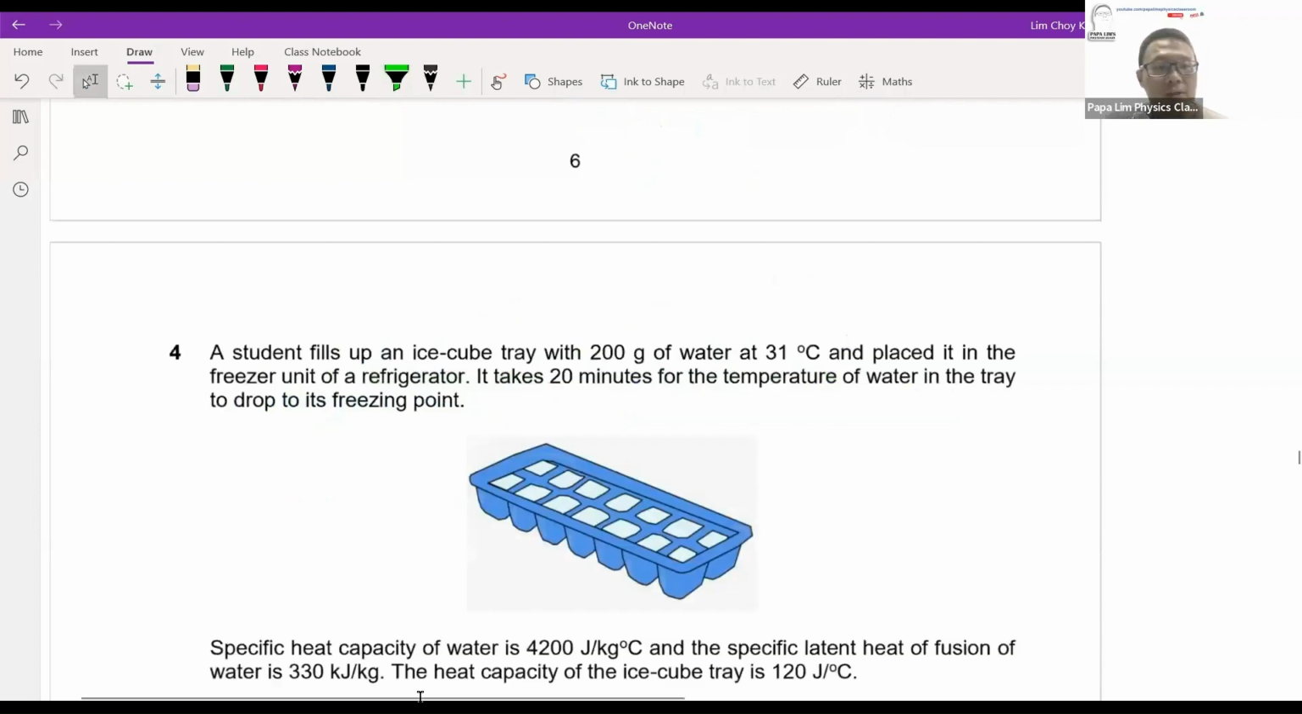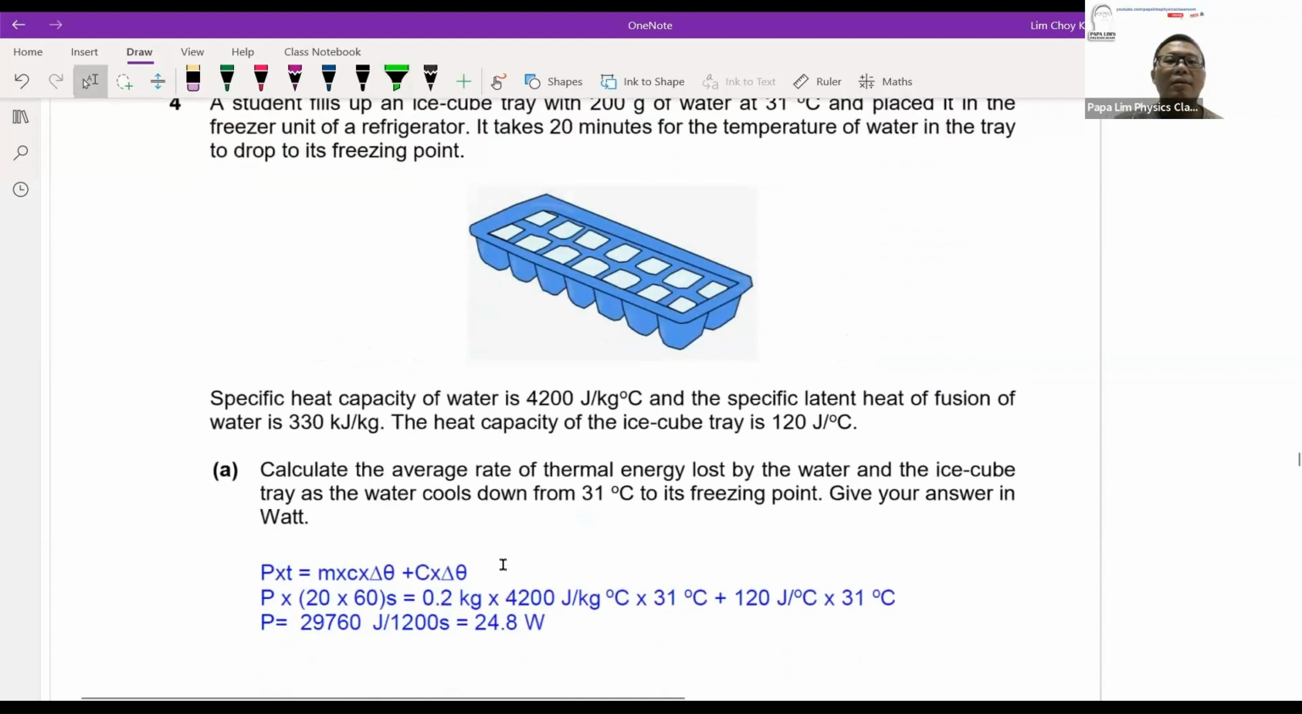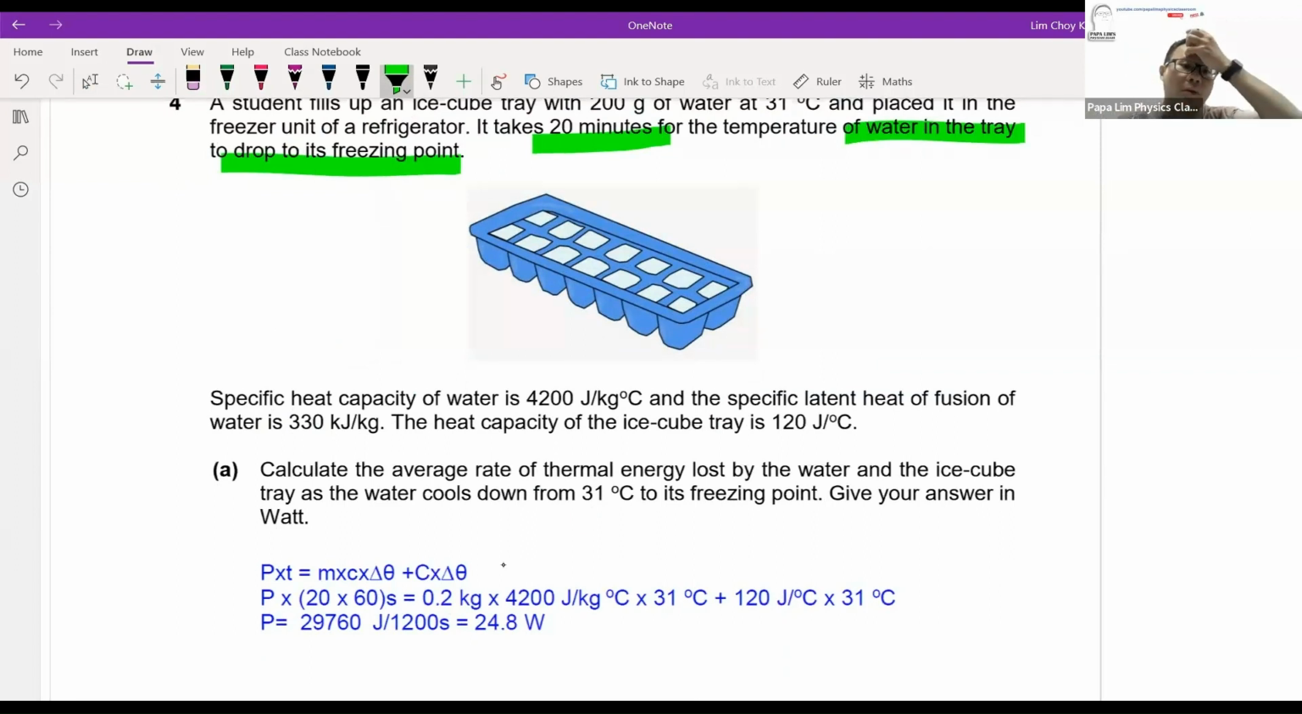Now for question 4 here, we have an ice freezer. It takes 20 minutes for the tray to drop to its freezing point. Now calculate the rate of flow. Here what we are looking at is to calculate the heat loss by water and ice cube tray as it cools down from 31 degrees Celsius.